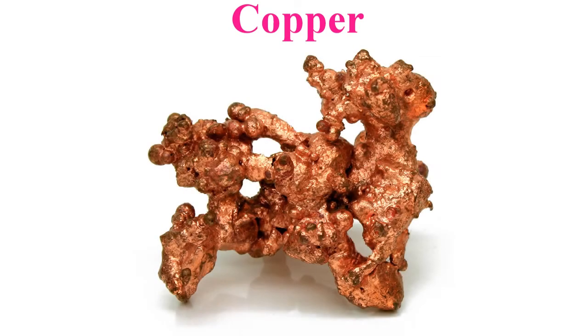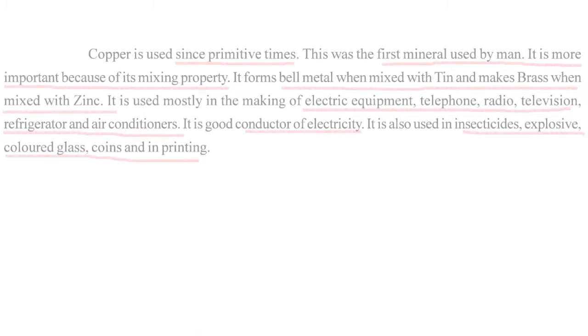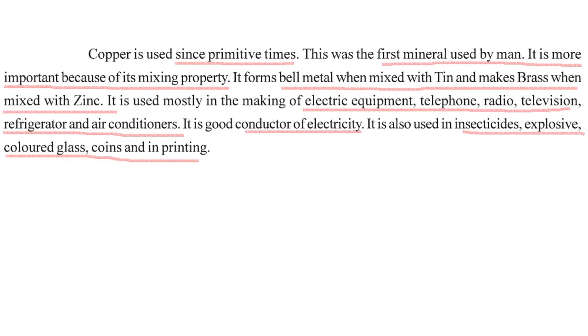Next is copper. This is the copper ore in its raw form. Copper is used since primitive times. As we know, the second age was the copper age. The first mineral used by man is also copper. It is more important because it can be mixed to make new minerals. It can make bell metal when mixed with tin and makes brass when mixed with zinc.